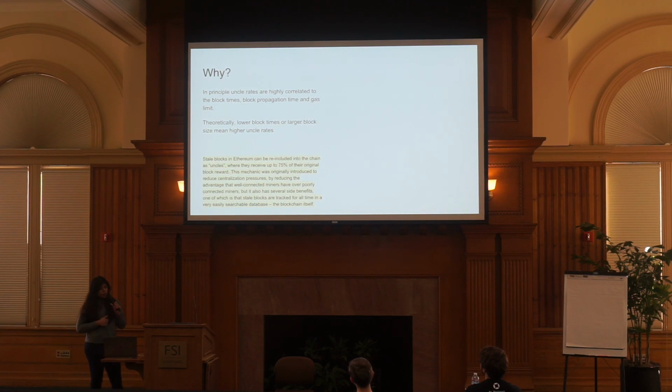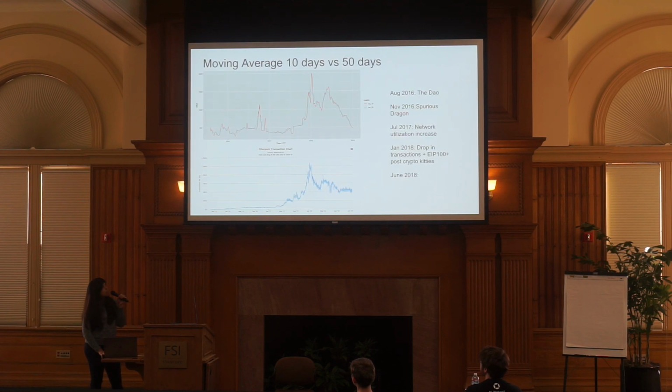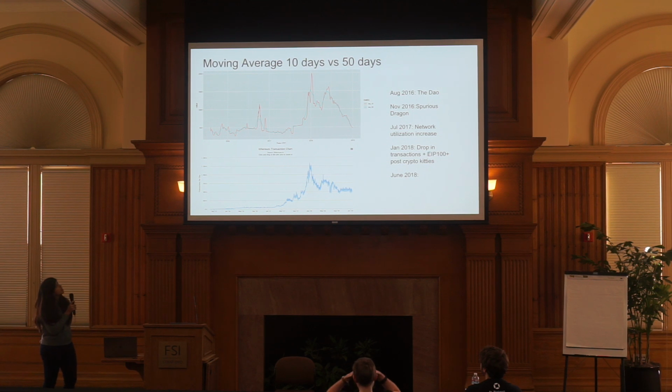And so why is this important? It can help you see what the state of the network is. Higher uncle rates are theoretically related to lower block times and also to a larger size. But it's not necessarily the case, as we've noticed in the last 6 months. So we look at the uncle rates historically, and then we find different points in time where you have interesting changes. So you had some hikes in August 2016, which is the DAO, or another fork in November 2016, and so on and so forth.